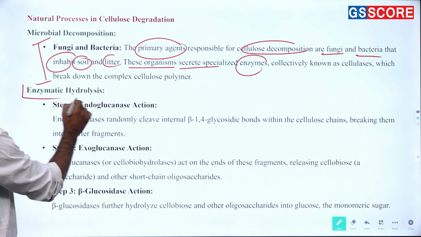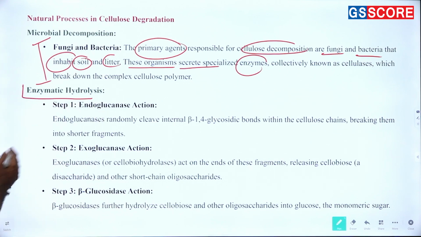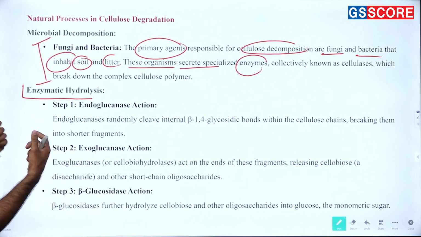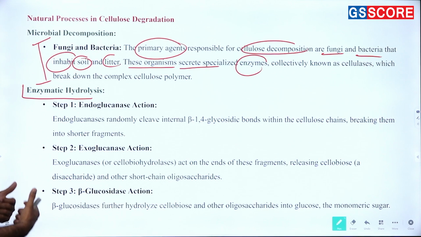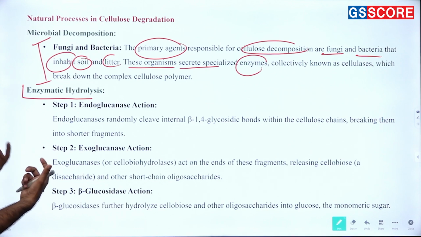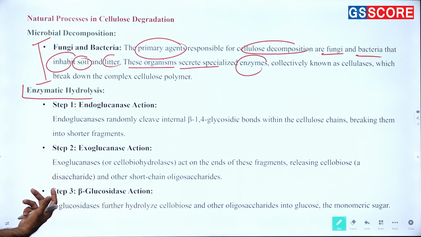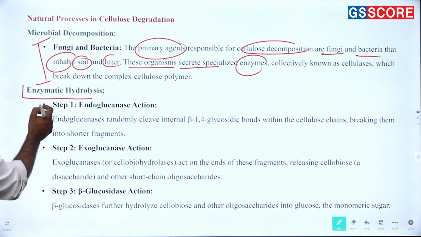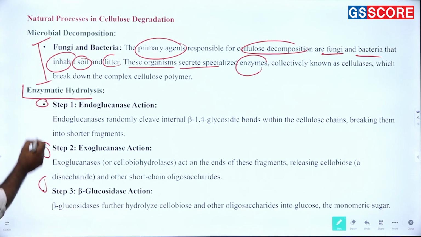Next one, you will notice enzymatic hydrolysis. This is a part of the natural processes. Getting the points? Here there are 3 steps. You can also write it in 2 steps: endoglucanase, exoglucanase, and beta-glucosidase actions. These all are the important steps which you have to mention.